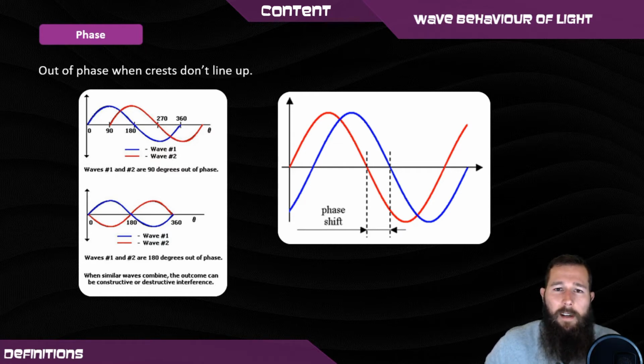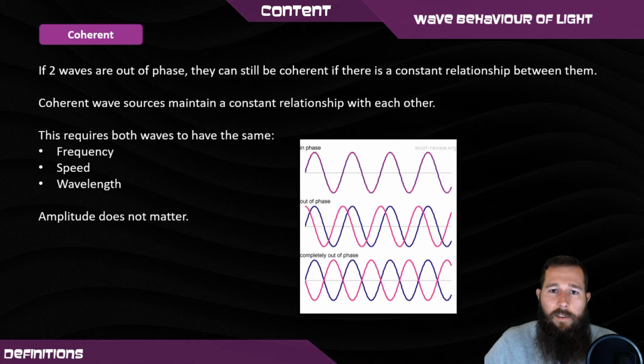So we've got a few examples on the screen here. At the top on the left diagram, you can see that the red wave has a crest that is 90 degrees later than the blue wave. And so we say that's 90 degrees out of phase, and the bottom one being 180 degrees out of phase. Now they use degrees to represent this due to the periodic cyclic nature of waves. Now two waves are considered coherent if there's some sort of phase relationship between them.